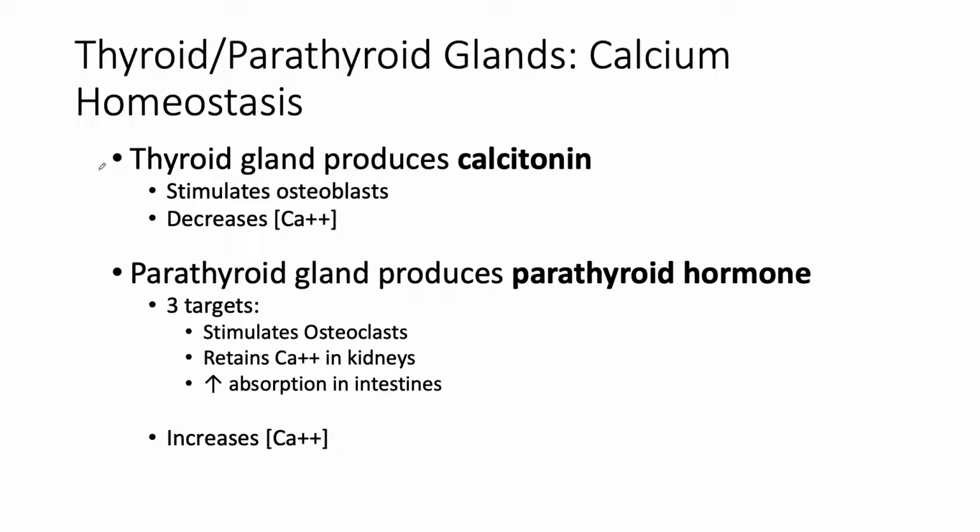The parathyroid gland produces parathyroid hormone, sometimes also called PTH. And it has three different targets. It's going to stimulate osteoclasts to break down bones, but it's also going to target the kidneys, causing them to conserve calcium and not excrete it. And it's also going to increase the absorption of calcium in the intestines. So all these three actions are going to increase calcium levels.